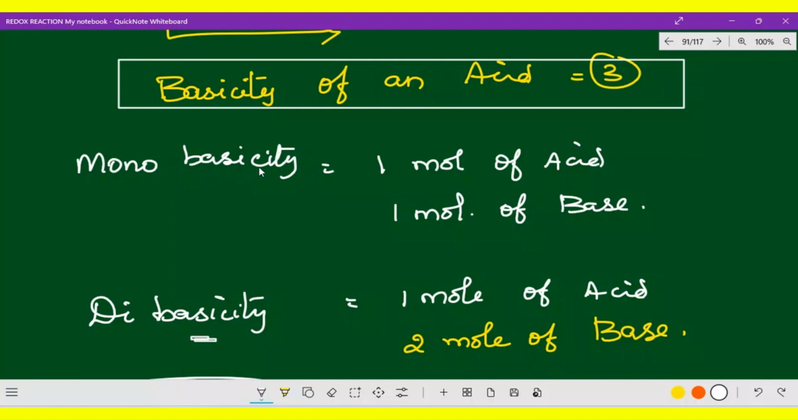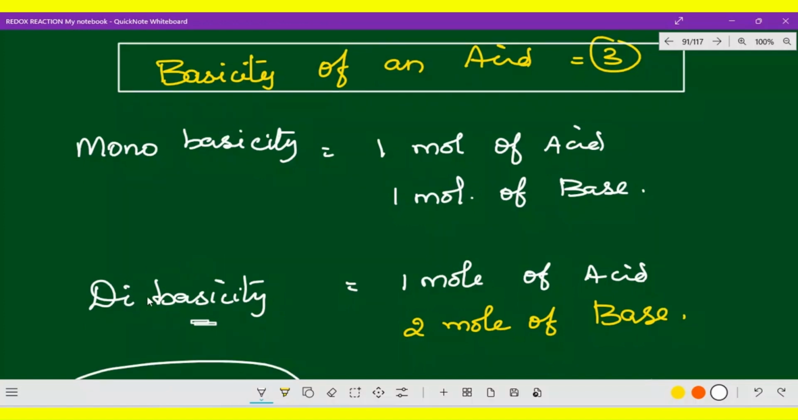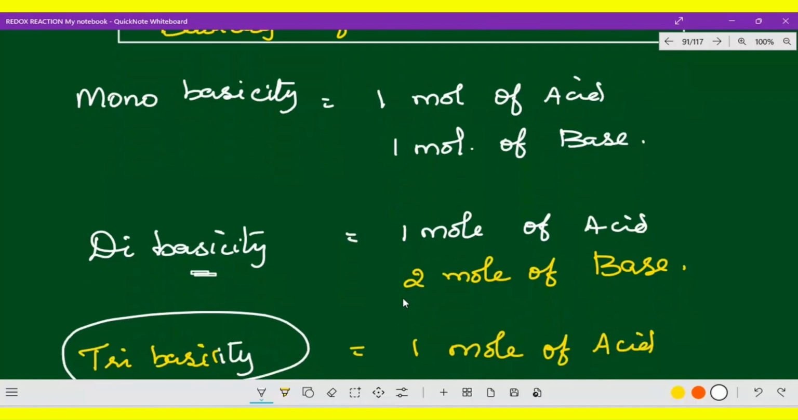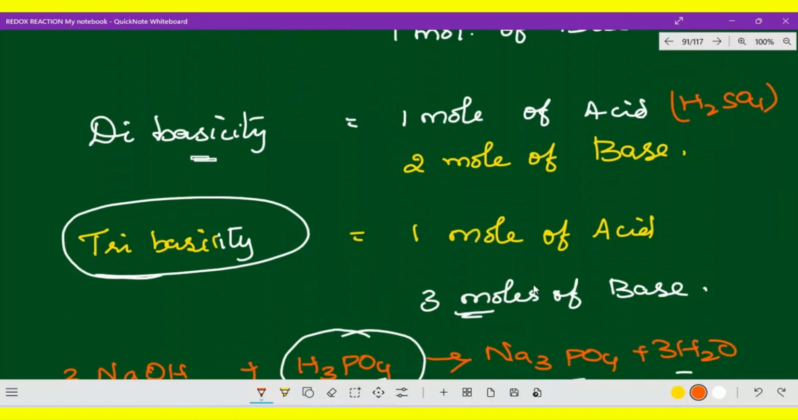Monobasic means 1 mole of acid and 1 mole of base, so that means NaOH and HCl. Dibasic means 1 mole of acid and 2 moles of base, so that means H2SO4. Basicity is nothing but the number of replaceable H plus ions. HCl has only 1 replaceable H plus ion. H2SO4 has 2 replaceable H plus ions. Tribasicity means 3 moles of base, so that means H3PO4. I hope you got the clarity.